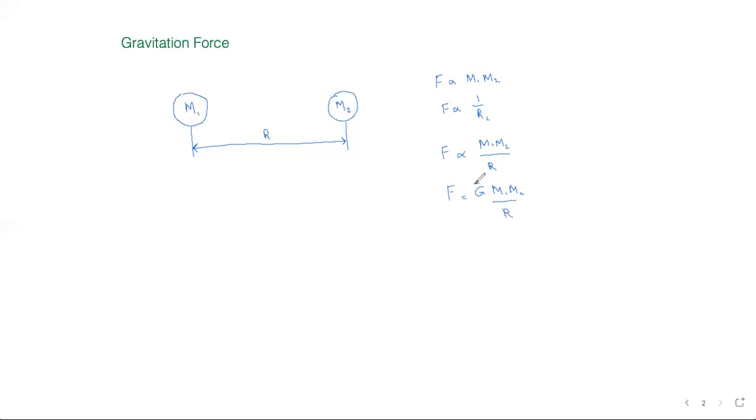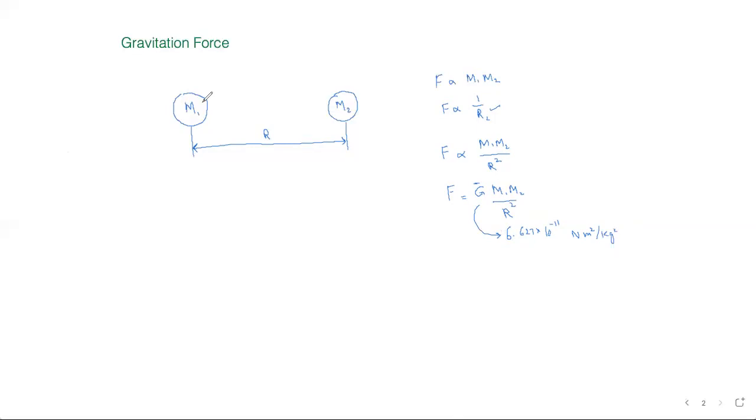Yes, this is the r square, because we have here r square. So here this G is a universal constant with the value of about 6.67 times 10 raised to power minus 11 Newton meter square per kilogram square. Okay, this is actually our force.